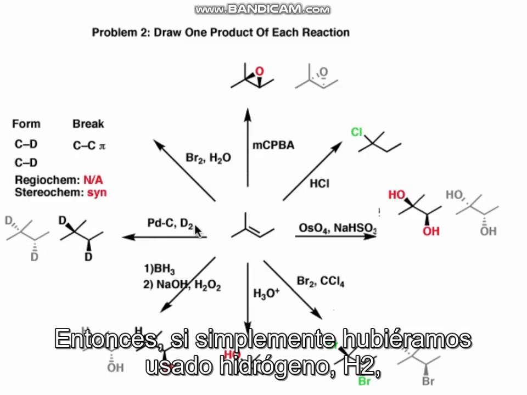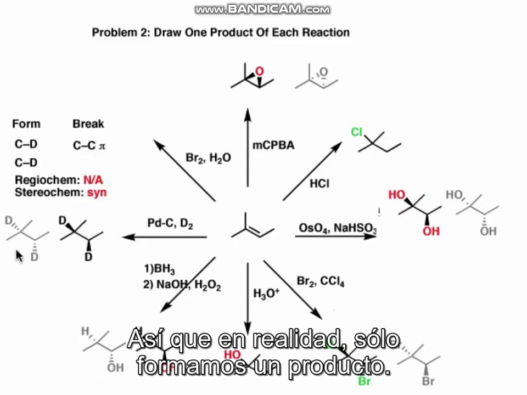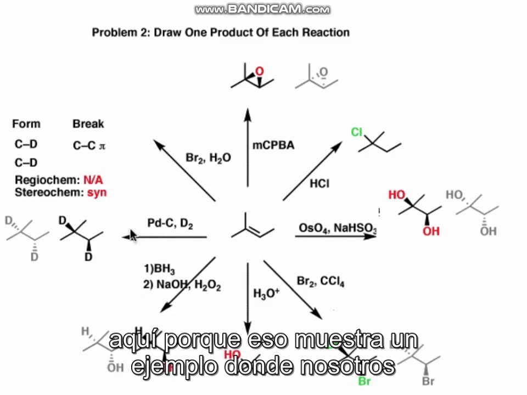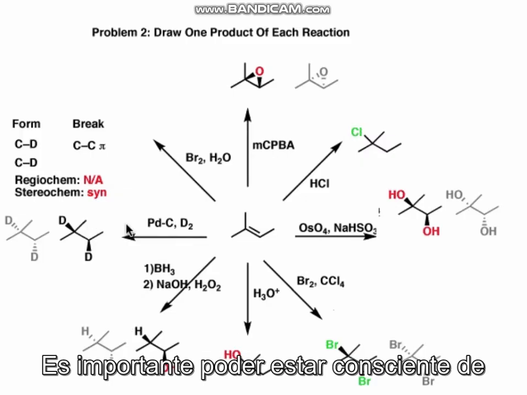If we had just used hydrogen, H2, this would not be a stereocenter. This carbon would be attached to 2 hydrogens. So we just form one product. But I decided to throw in the deuterium here because that shows us an example where we can form enantiomers, and you might see this tested. So it's important to be aware of this type of example.